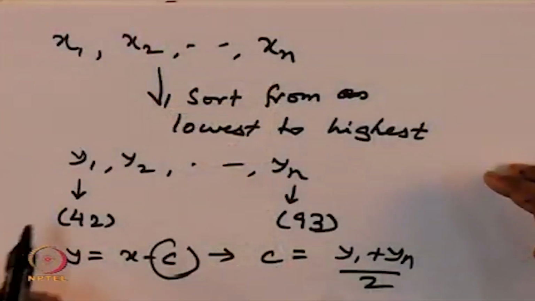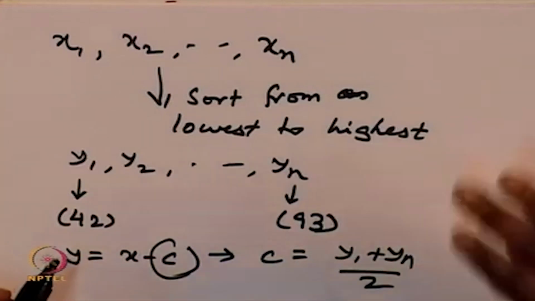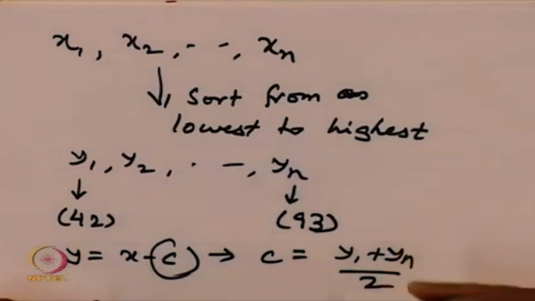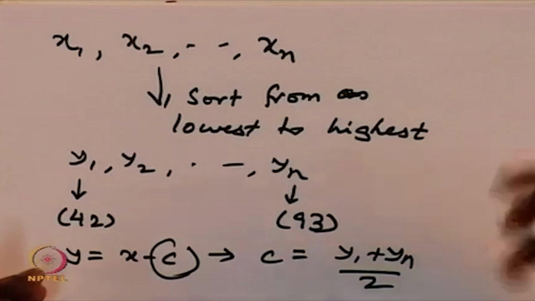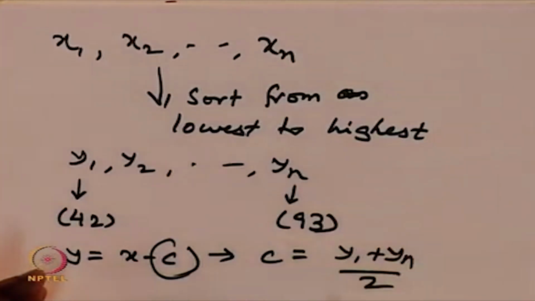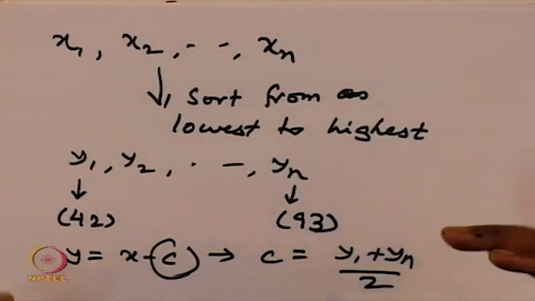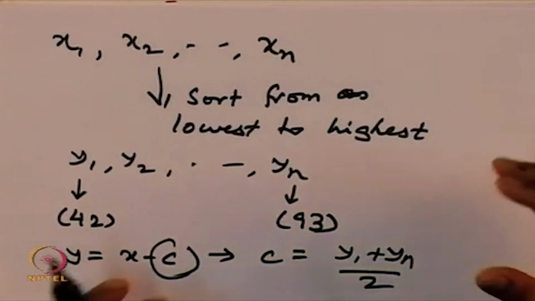So, this is the way to go about it. You roughly sort the numbers from lowest to highest, and you identify the numbers. Again, we did not put c exactly as 42 plus 93 by 2, because again the process would have been much more difficult to do by hand. We wanted an approximation which is easy to implement and where we can see by hand what we are doing. Okay. So, let us just take one more example, which is the next example.